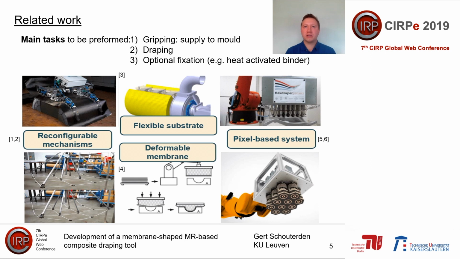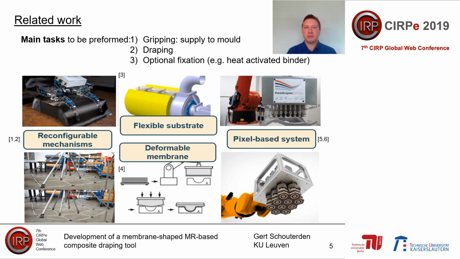When we're talking about these advancements, we are looking for a system that can ideally perform three main tasks. First, the gripping and transporting of the fibers from the supply to the mold. Secondly, the actual draping of the fibers. And lastly, the optional fixating of the fibers with, for example, a heat-activated binder as seen in preforming processes.